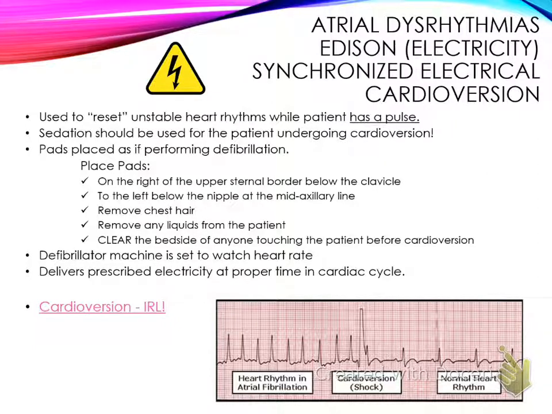We do not want to shock people in the middle of the T, the repolarization period. If it's after the QRS and before the P and we hit a jolt of electricity there, we could set them into AFib, or maybe VFib. We can send them coding if we deliver a jolt of electricity into the wrong part of the cardiac cycle. So in cardioversion, it is synced with the heart rate and you hit shock and it doesn't do it right away. It waits until just the right spot and then it sends the jolt.